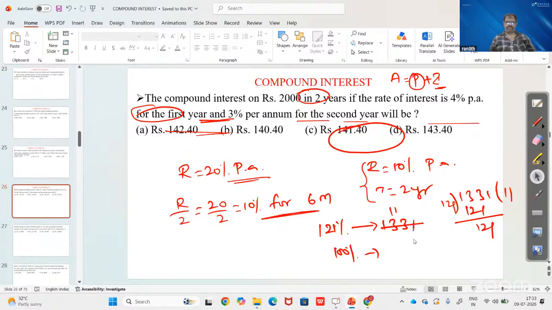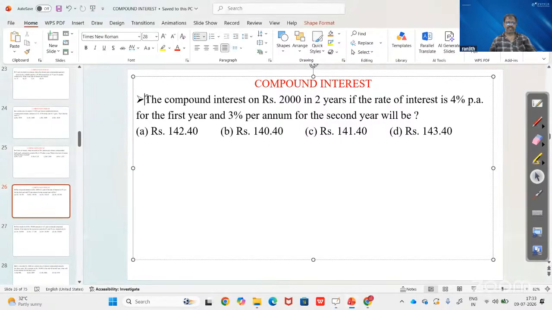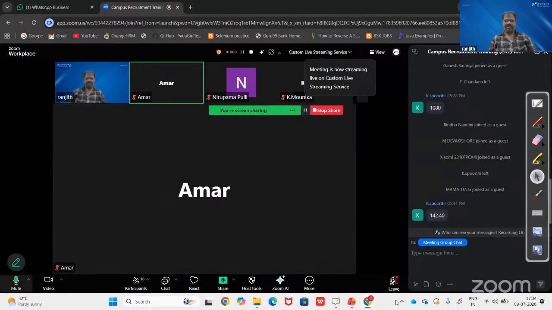Next. So what is the answer here? Yes, answer is 142.40.